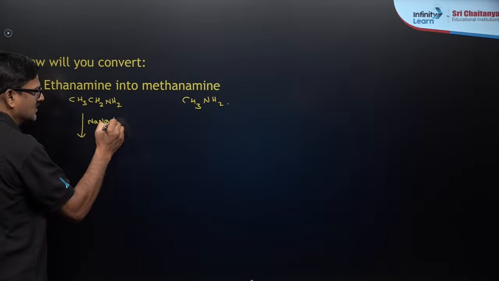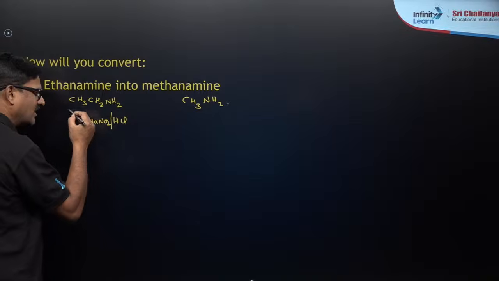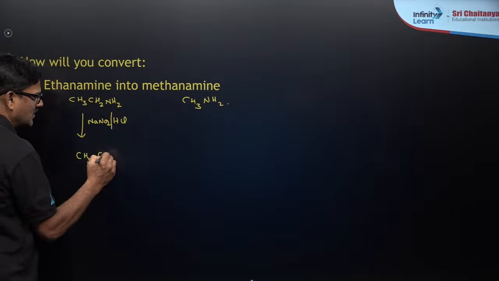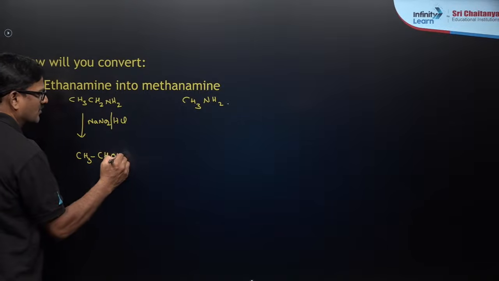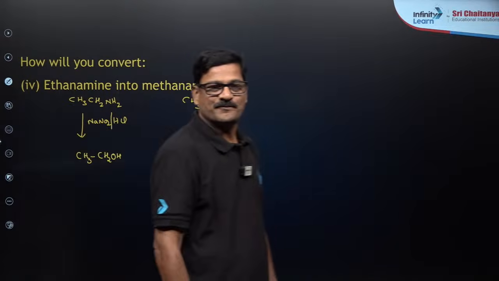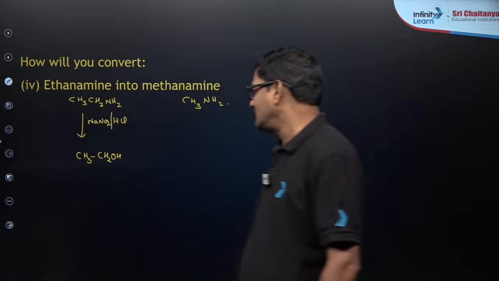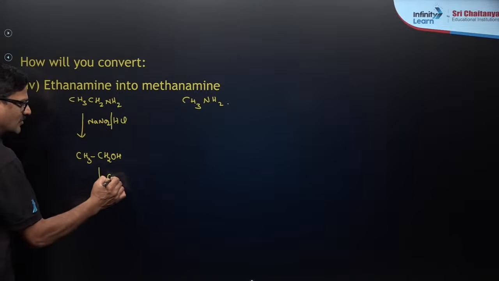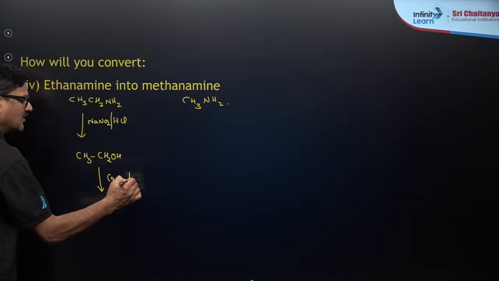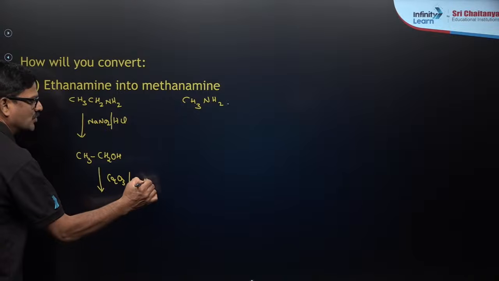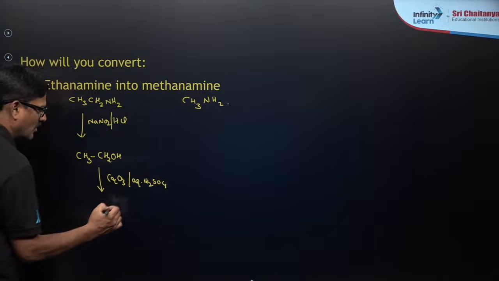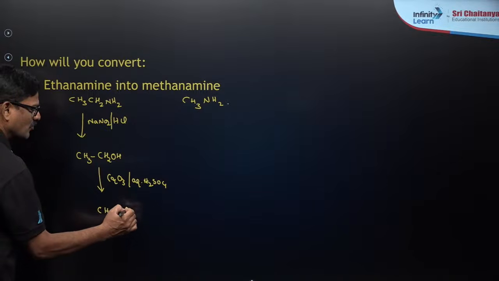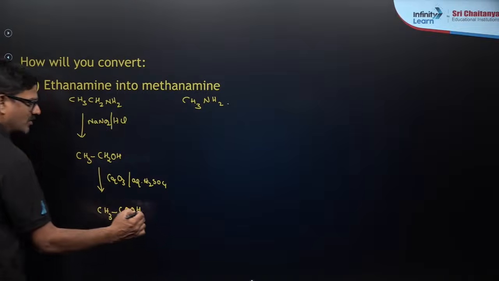NaNO2 and HCl, and directly it is getting hydrolyzed. So CH3CH2OH is formed. Okay, and I can go with CrO3, aqueous H2SO4. Strong oxidation takes place. CH3COOH is going to be formed.